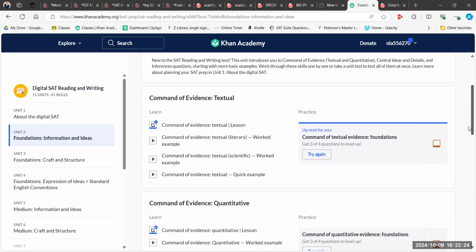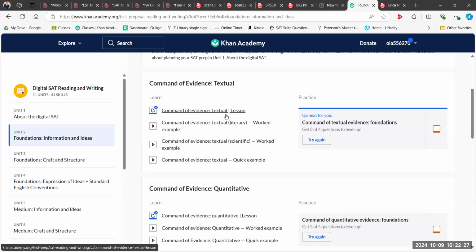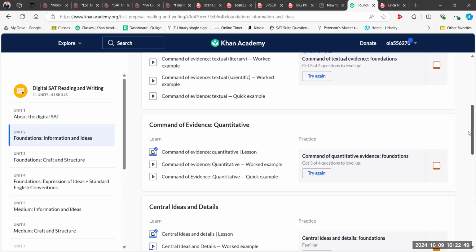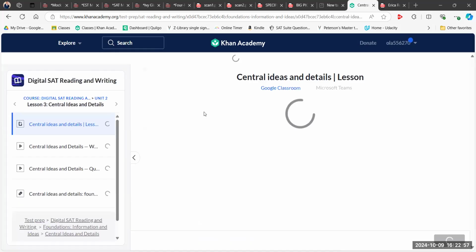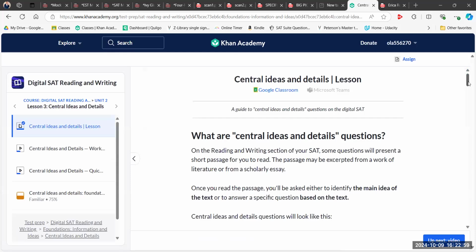Not only books, but also the site. You can read the lesson itself, the tips, and there are videos that you can watch. An example from a literary text, an example from a scientific one, and a quick textual one. So that's command of evidence. Our main focus in this course is central ideas and details. If you click this one, you've got tips telling you what kind of questions these are.